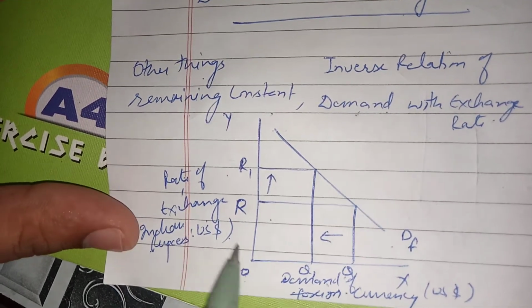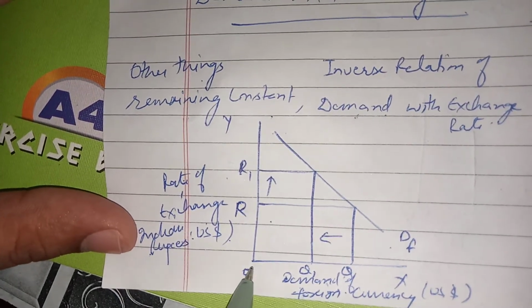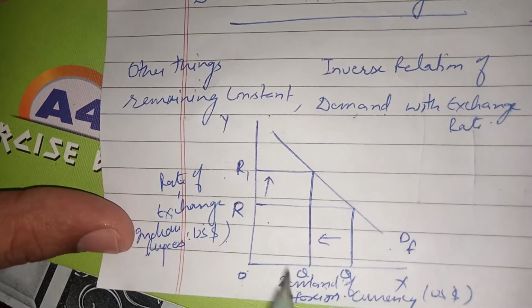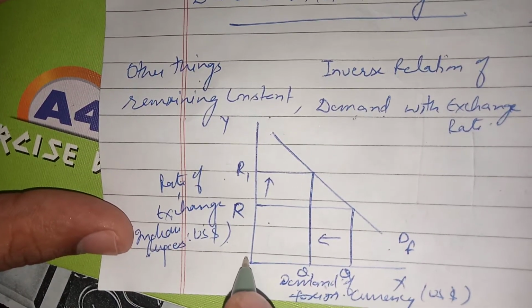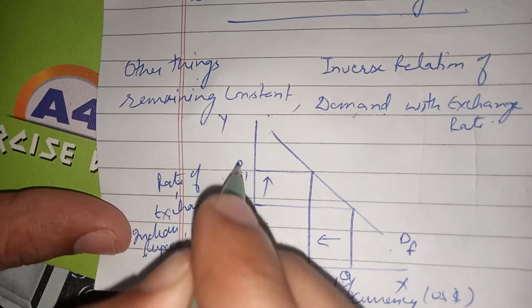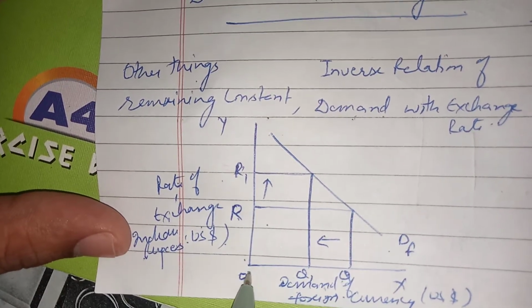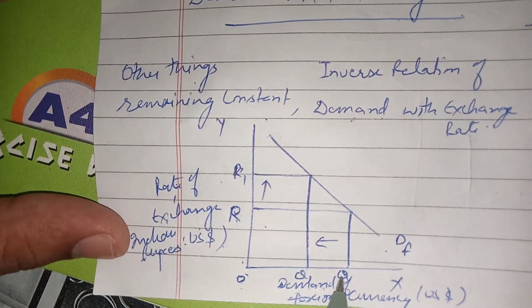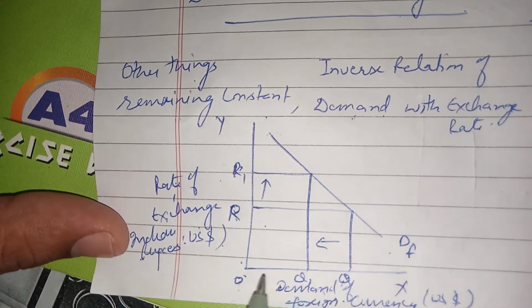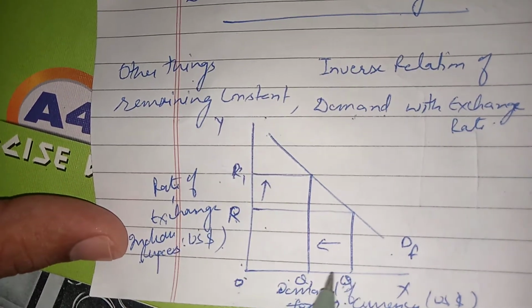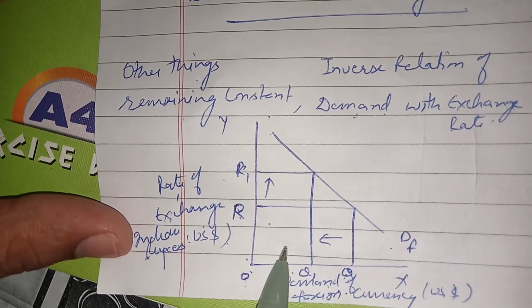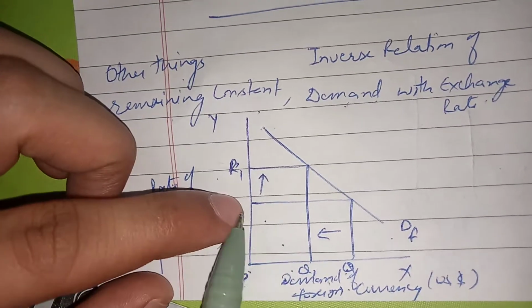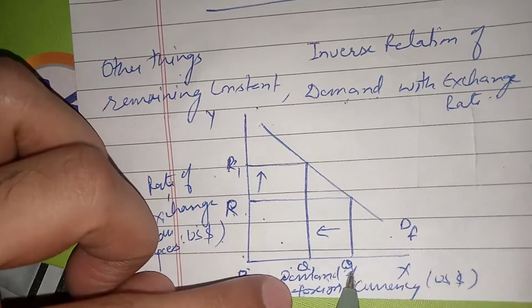When rate of exchange is OR, then the demand of foreign currency is OQ. But when the rate of exchange rises from OR to OR1, then the demand for foreign currency reduces from OQ to OQ1. So the diagram is showing there is an inverse relationship of demand with the exchange rate. When the rate of exchange rises, the demand decreases.